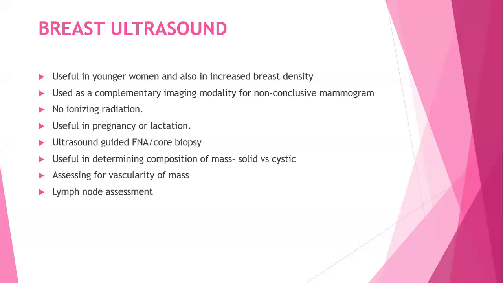For evaluation of the axilla, you're looking at the axillary nodes, looking at the size of the nodes, shape of the nodes, the vascularity of the nodes, and cortical thickness. It's able to tell us whether this node is suspicious and needs to have a biopsy. Also, when you're looking at masses, you're able to characterize whether they are cystic or solid on ultrasound.